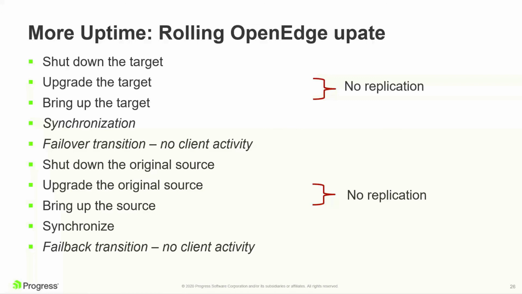From this, we can allow client activity on the updated target, now acting as the temporary source DB, while upgrading the original source database. And later on, we can fall back to the original source database. Bottom line, the application is continuously online during an OpenEdge update. How cool is that?